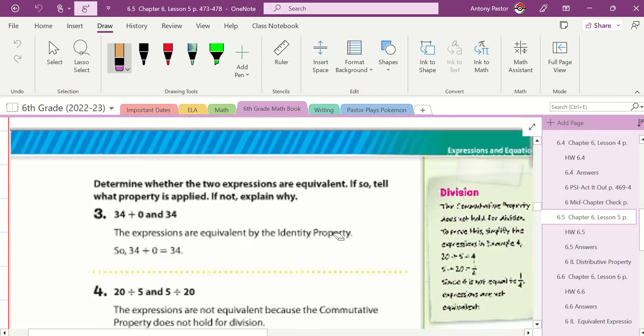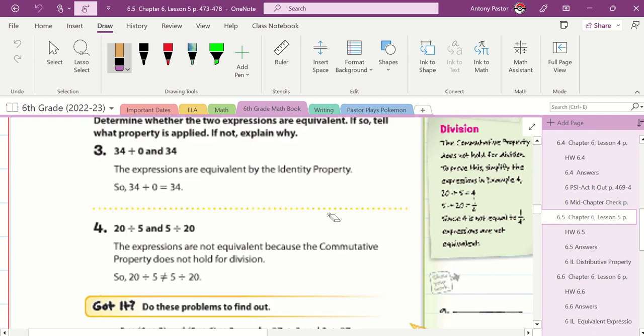We did these examples. 34 plus 0 and 34. These are both equivalent expressions. Even though 34 is just by itself and there's no equal sign, it kind of still is an expression. It's weird, even though they told us that expressions needed to have some sort of operation. But because we're comparing the two in this case, yes, they are equivalent. I would still be able to argue they're not expressions because it's just 34, but that's neither here nor there. They are equivalent because remember, 34 plus 0, based on the identity property, just equals 34. So they are equivalent.